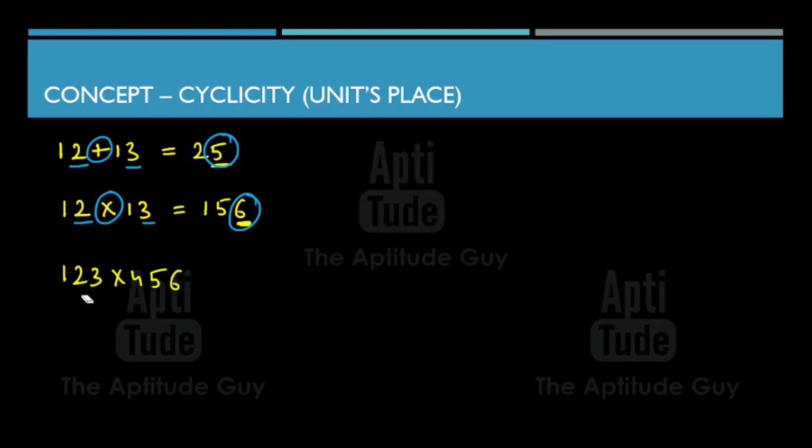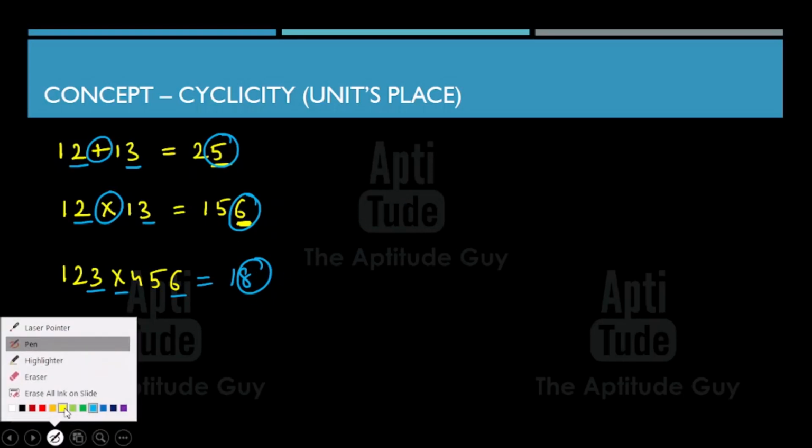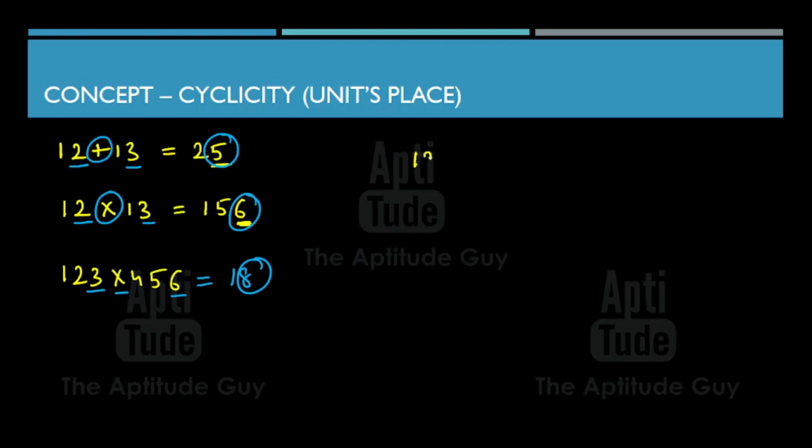So similarly, what will be the answer in this case? 123 into 456. 3 multiplied by 6, that is equal to 18. And what does that end with? That ends with 8. So this number could be a 5-digit or a 6-digit number, the product. We don't know what that number is, but we are 100% sure that that number has to end with an 8.